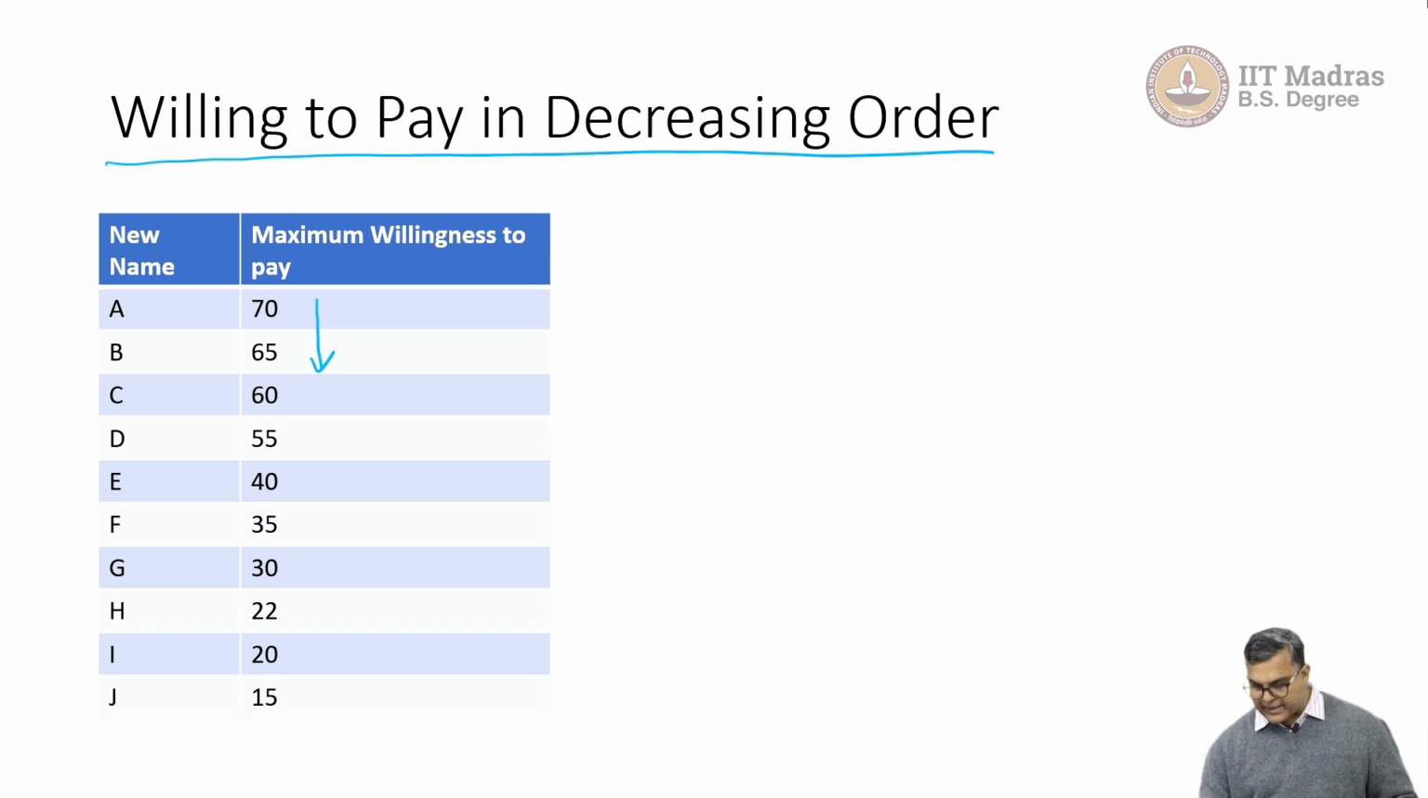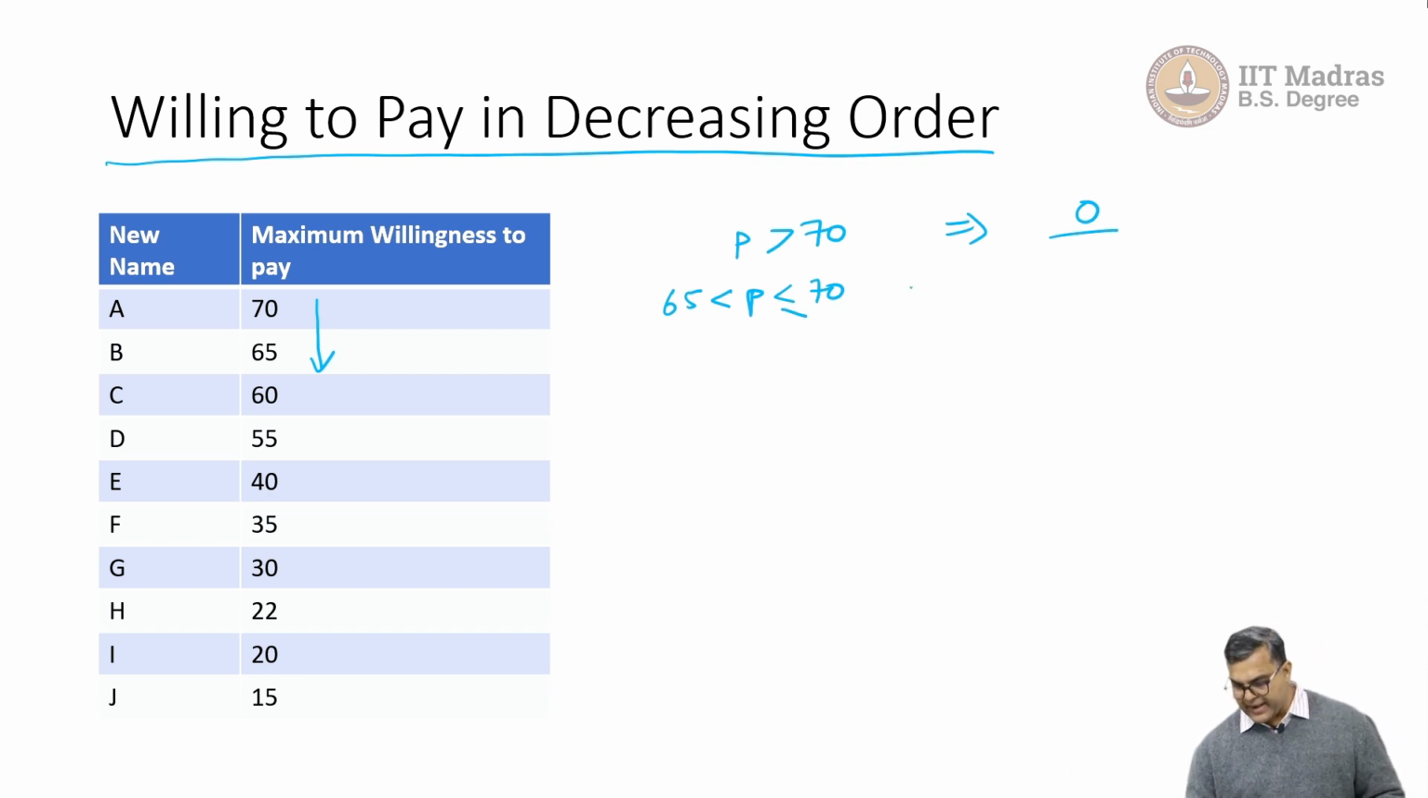What we can say here is that if P is greater than 70, then the quantity demanded of apartments is going to be 0, because no one is interested in renting the apartment. If P is greater than 70, no one will buy. If P is between 65 and 70, at least one person will rent the apartment, and so on.